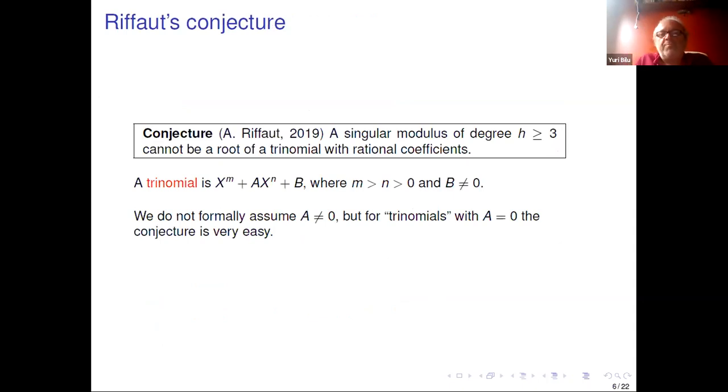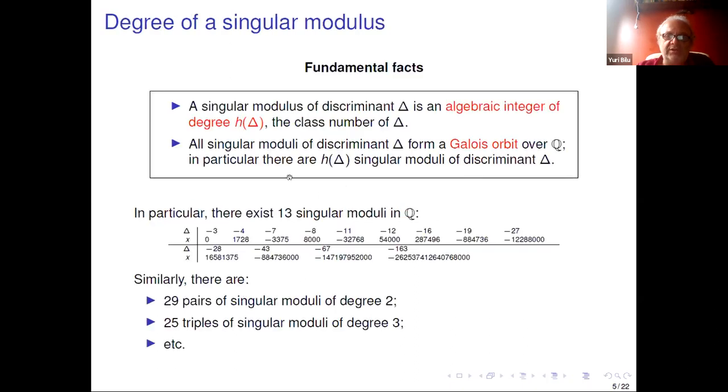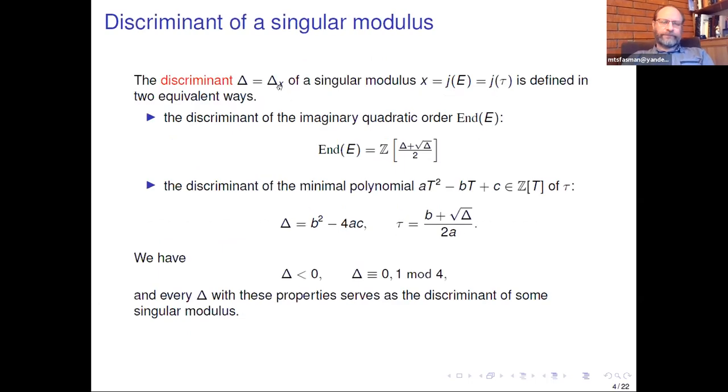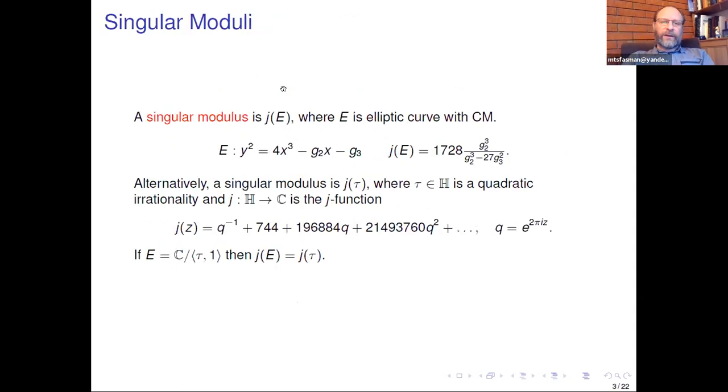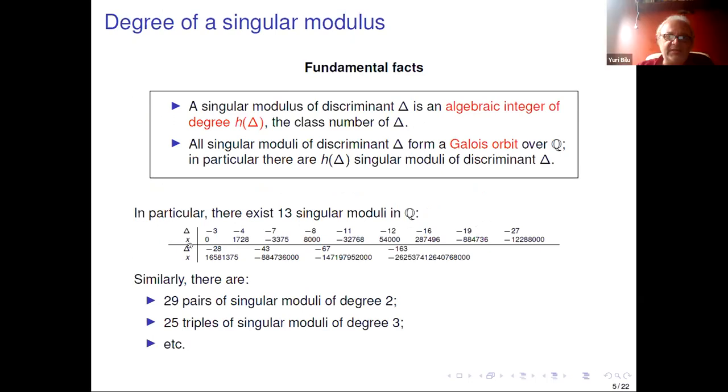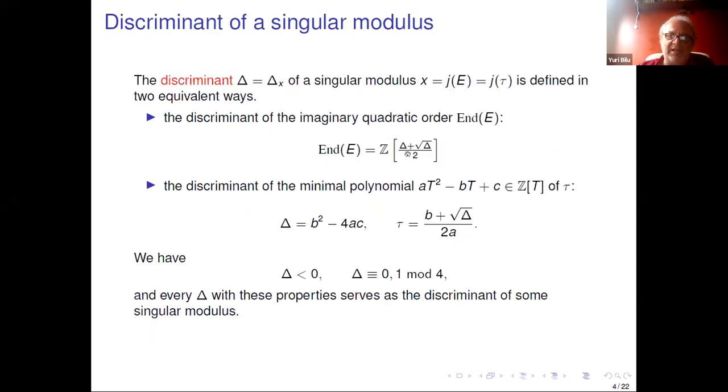Now, what is Rivoal's conjecture? Yuri, sorry, what is the X in that table? X is what I usually use to denote a singular modulus. I see. Thanks. On the next slide, in your table, X is the singular modulus of this discriminant. For instance, the singular modulus of discriminant -3 is 0, the only one. Of -4 is 12 cubed, 1728, and so on. It's the value of the J invariant at the point (delta plus square root of delta) over 2. I see, thank you. So I usually denote singular moduli using letters X, Y, and so on.